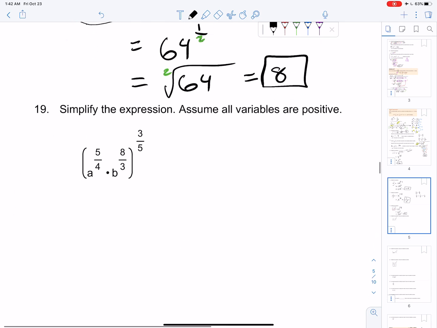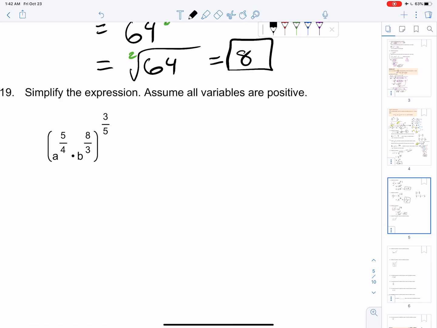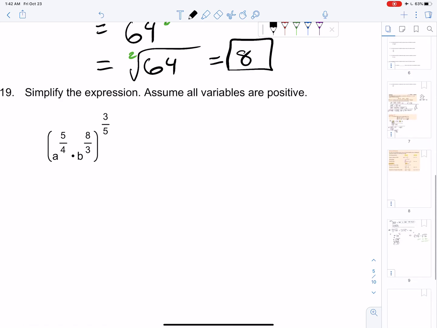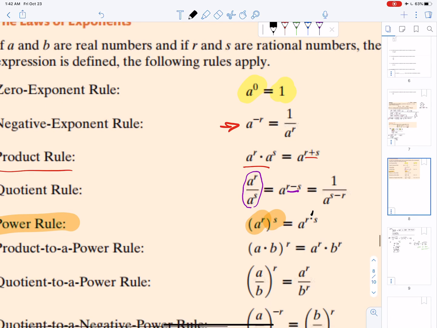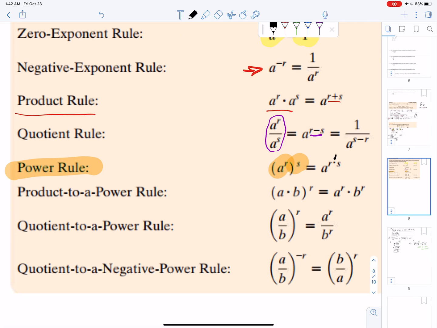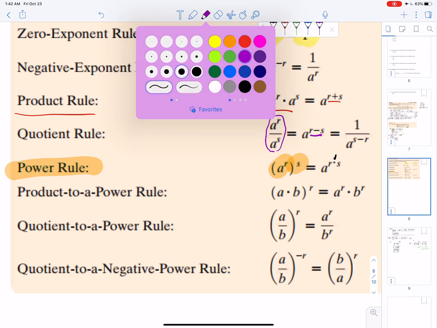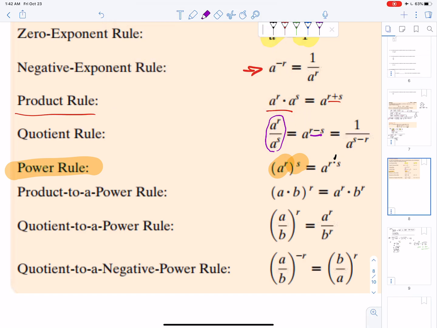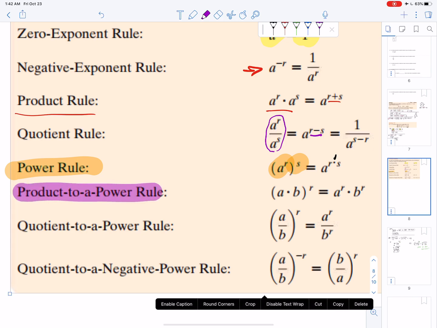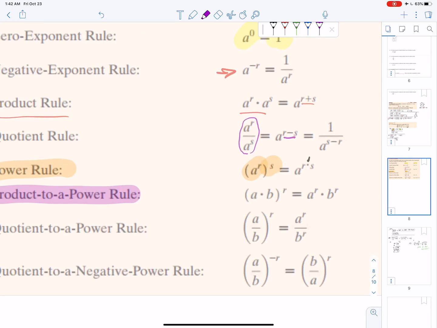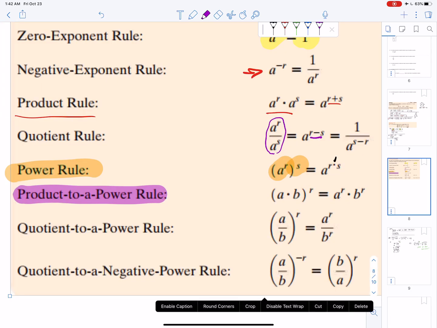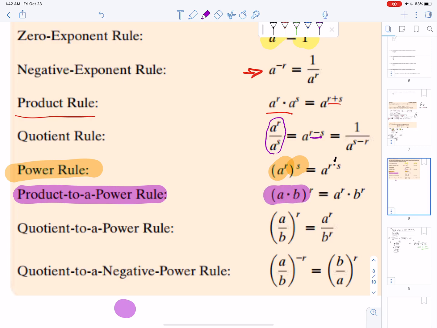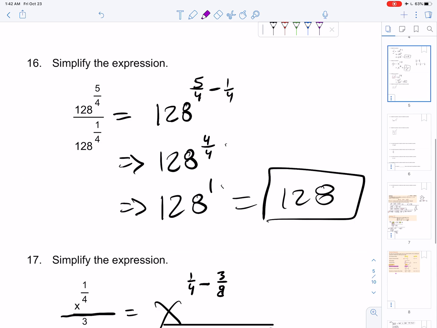Let's take a look at number 19. This is called, where's this one at? This is the one I accidentally used the highlighter on last time. This is the product to a power. Actually, it's a combination of both. But there it is right there. Let me just show you how it works in the actual problem.